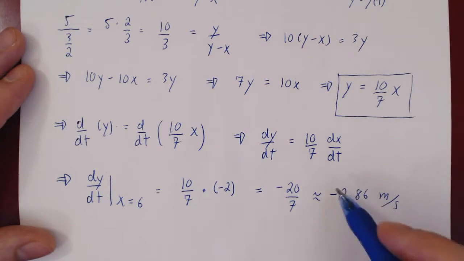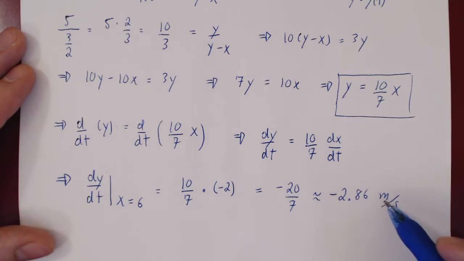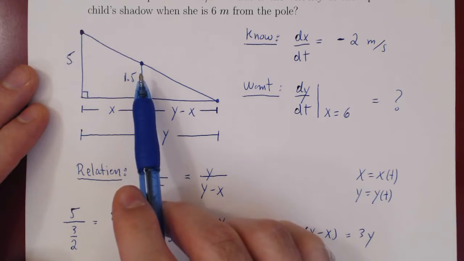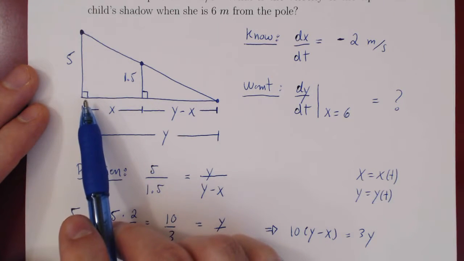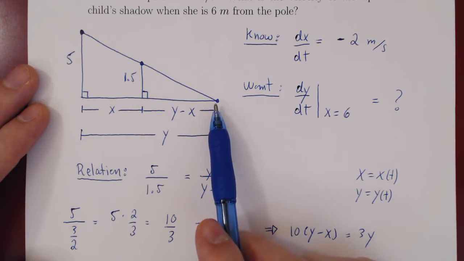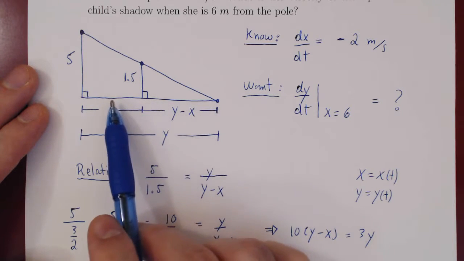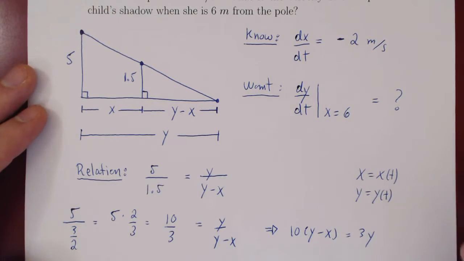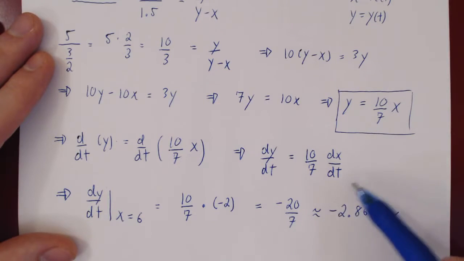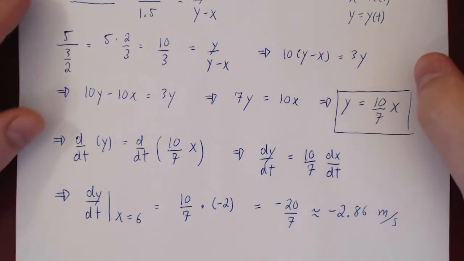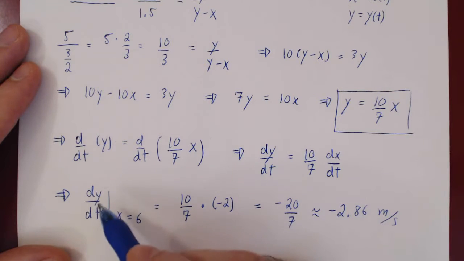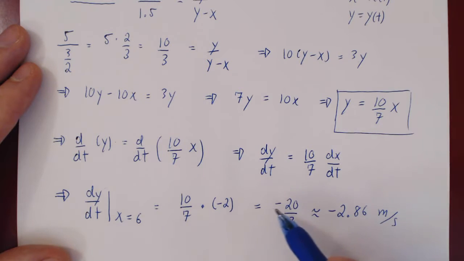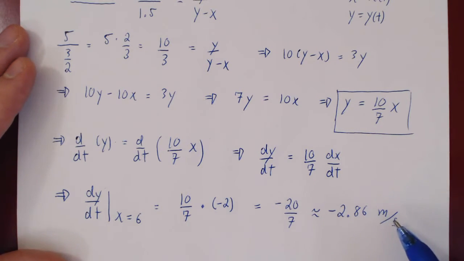And what's interesting again here is that we have a negative rate of change for y. Well, this was expected because as time goes by, the child is getting closer to the pole. Therefore, the tip of the shadow will also move in this direction. Therefore, y will be decreasing, and if a variable is decreasing, it has a negative rate of change. And you can see that the rate of change of the tip of the shadow is also constant, right? No matter what value of x is, it's always roughly negative 2.86 meters per second.